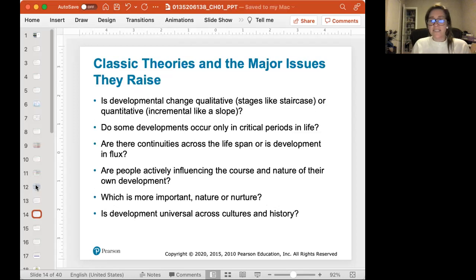So, classic theories and the major issues they raise. Is developmental change qualitative, where there are stages like a staircase? Or is it quantitative, where it's incremental, like a slope? A case can be made for both, right? Progressively making change quantitative, there's a slope, you just gradually increase. Or is there a step and a stage and a jump that is made, right?